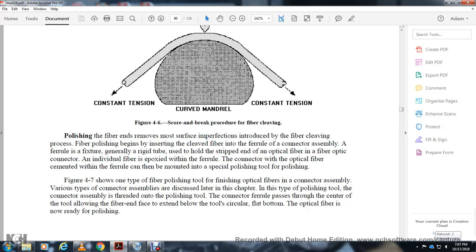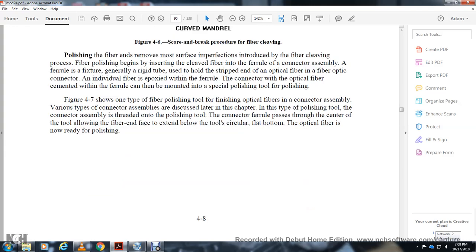With the optical fiber in the ferrule, it can be polished with a specific polishing tool. Figure 4-7 shows one type of fiber polishing tool, with the fiber optic connector assembly. There are various types of connectors, some of which are discussed later in the chapter. The connector assembly is threaded onto the polishing tool. The fiber passes through the center of the tool to allow the fiber end to extend below the tool's circular flat bottom. The optical fiber is now ready for polishing.